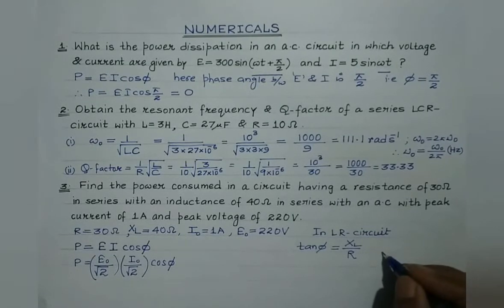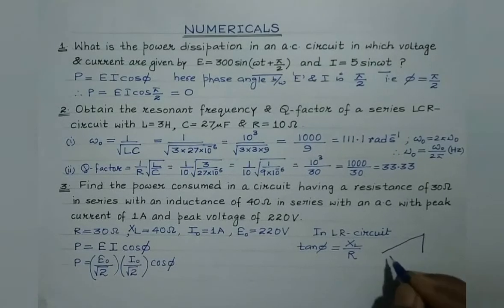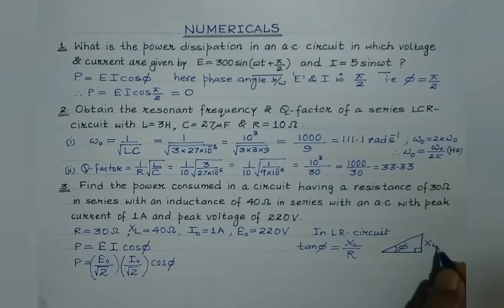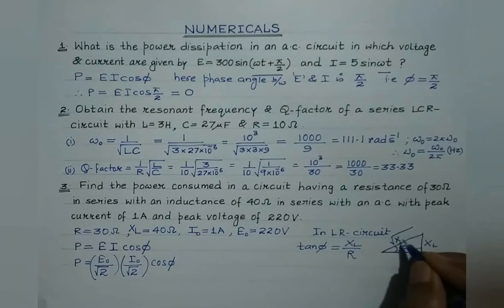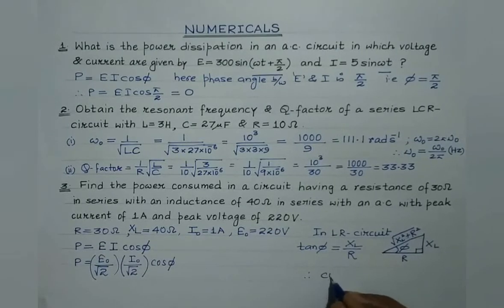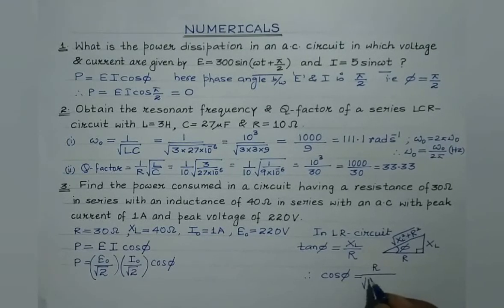phi. Now let's make use of this triangle. Suppose this is a right angle triangle and this angle is phi. Tan is perpendicular by base, so it is XL and this is R. And the hypotenuse would obviously be square root of XL square plus R square. Isn't it students? So tan phi is XL by R. Therefore, cos phi, we can easily calculate its value. It is base over hypotenuse. So it will be R divided by square root of XL square plus R square.